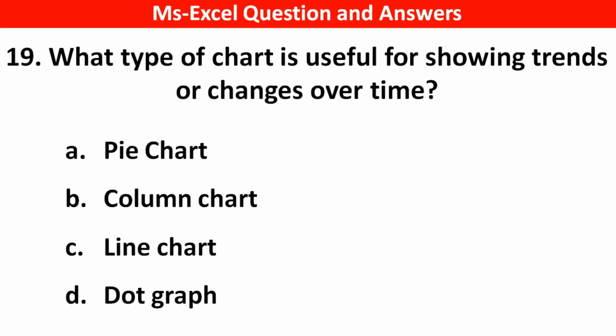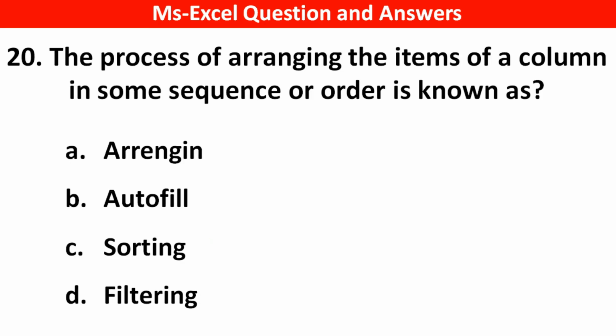Next question, what types of chart is useful for showing trends or change over time? Right answer is option C, line chart. Next question, the process of arranging the items of a columns in some sequence or order is known as. Right answer is option C.